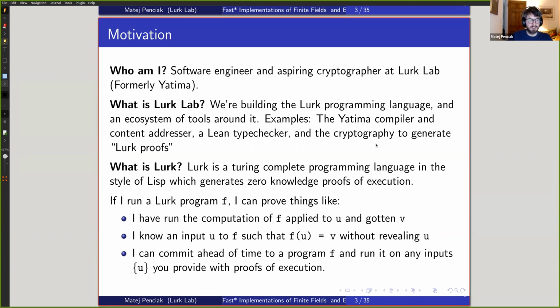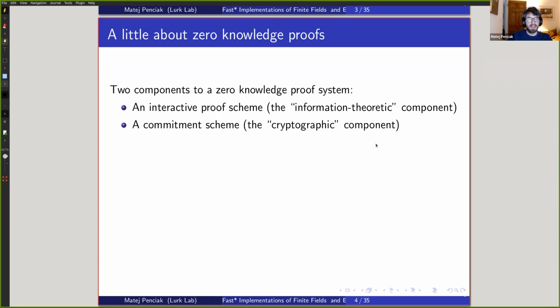And so there are a lot of interesting applications for the ability to do these kinds of things. But again, it's not the focus of the talk, so I'll leave those to maybe questions at the end if people are curious. But it is maybe worthwhile to say some words about what zero knowledge proofs are.